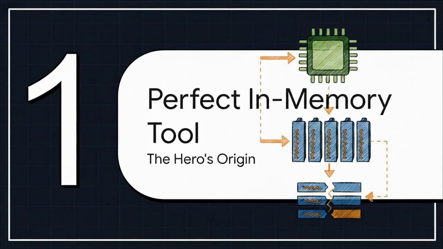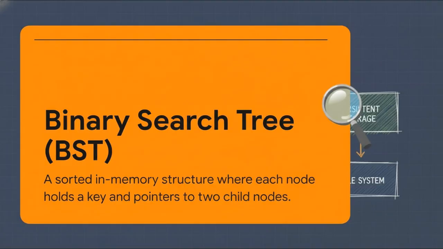Okay, so to really get why it fails, we first have to meet our hero. Let's talk about the data structure that is, for all intents and purposes, the perfect tool for its job, as long as that job is organizing data inside your computer's memory. And that hero is the binary search tree, or BST for short. Now, the magic of the BST is how simple and elegant it is. See, every piece of data is a node. Each node has a key, and then it just points to two other nodes. One for anything smaller than it, and one for anything larger. That's it. That one simple rule means the whole thing stays perfectly sorted, all the time.